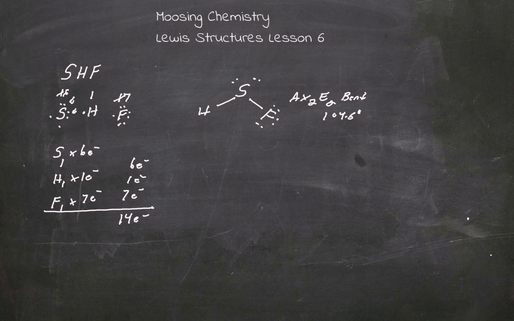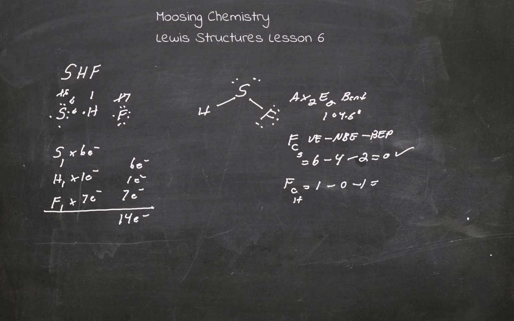Okay, let's check out our formal charges for the S first. Formal charge for S. Remember, it's valence electrons minus non-bonding electrons minus bonding electron pairs. So it came in with 6 valence electrons, it has 4 non-bonding electrons, 2 bonding pairs, so that's 0, that's good. The formal charge for H, and we have to do each one here because the H and F are different. Hydrogen had 1 valence electron, there's no non-bonding, minus 1, that's 0, that's good. And the formal charge for fluorine: fluorine came in with 7 valence electrons. It's got 6 non-bonding and 1 bonding, and so that's a 0.